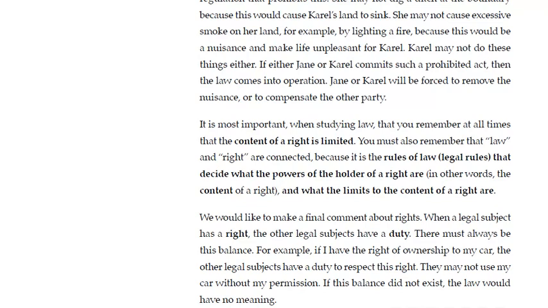That is very wrong, you know, because they are two neighbors. They need to live in harmony. They need to respect each other. They both have equal rights. They all have rights in their properties, but the content of a right is limited. That is where the relationship between law and right strikes. We know that there are rules of law that decide what the powers of the holder of a right are and what the limits to the content of a right are. This is how your summary is supposed to look. More or less the same, but just don't write exactly as I have said here, to avoid plagiarism, as I always say in most of my videos.